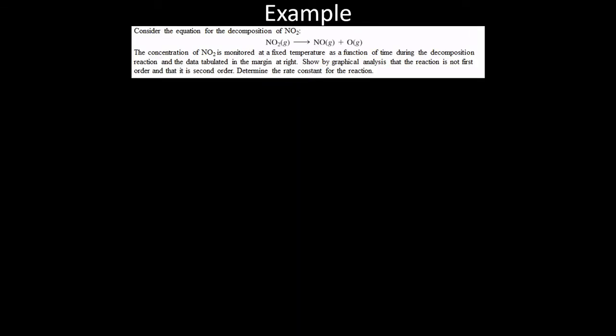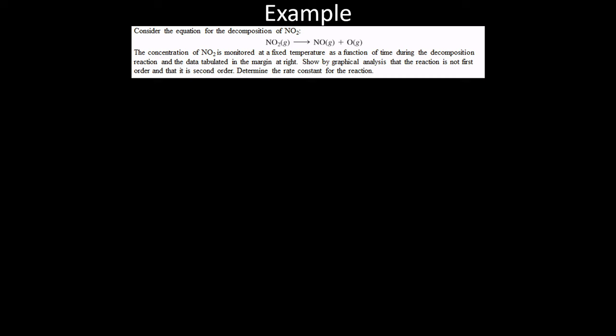Okay, last one here in this video. This says, consider the equation for the decomposition of NO2. The concentration of NO2 is monitored at a fixed temperature as a function of time during the decomposition reaction, and the data tabulated in the margin at the right. I know there's no margin at the right for you there. I have it in an Excel sheet we'll look at in just a second. Show by graphical analysis that the reaction is not first order and that it is second order, and determine the rate constant.